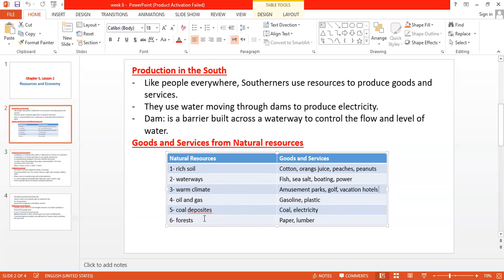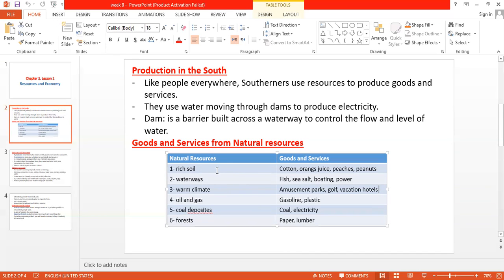Okay, what else? The South has many forests, and we can use the wood of the forest trees in making paper, in making furniture, okay, in making lumber, this kind of wood. So these are some natural resources in the South and how people who live in the South use them.